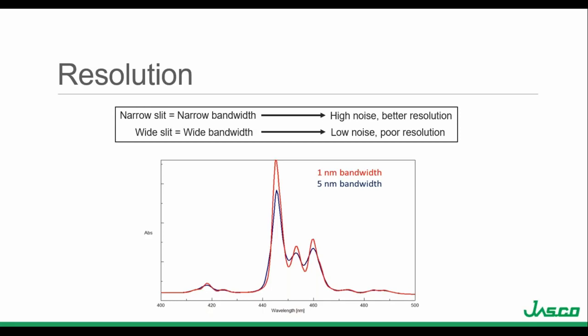A suggestion for a bandwidth should be about 1/10 of the sample peak's full width half max. In this figure, the absorption peaks are measured using bandwidths of 1 and 5 nanometers, and you can see that as the bandwidth increases, the peaks collapse and broaden.